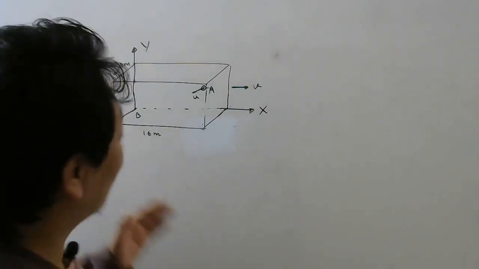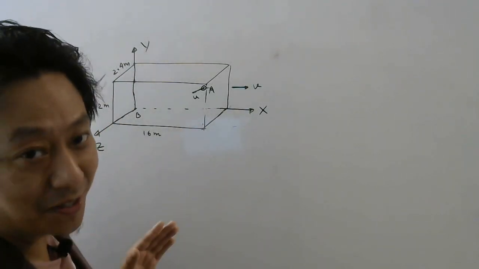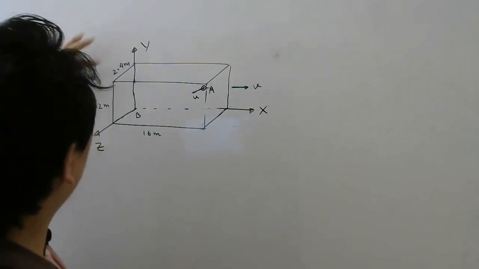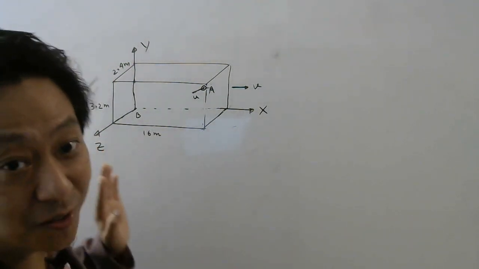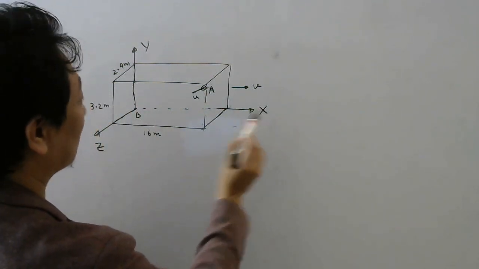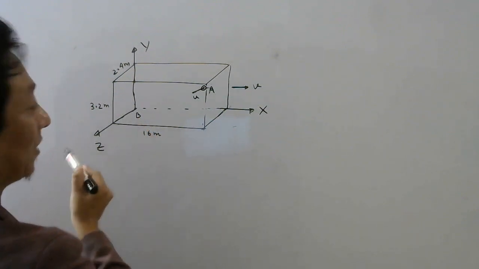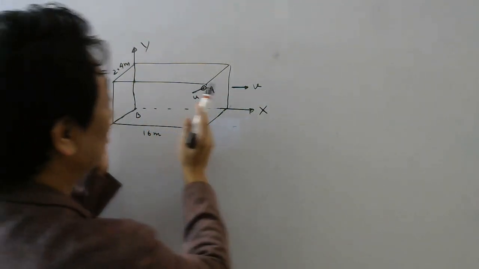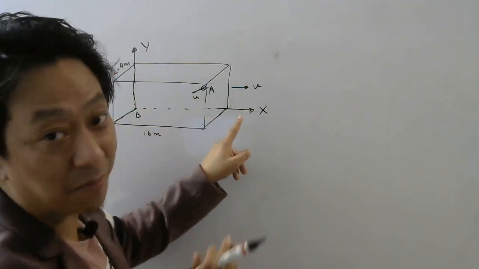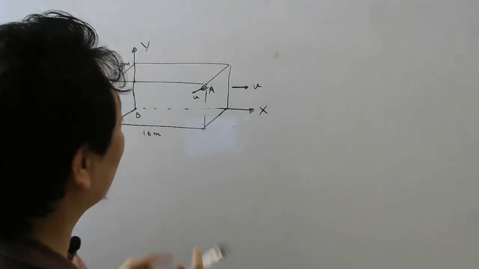So here is a train. The length of the train is 16 meter. The height of the train is 3.2 meter and the width of the train is 2.4 meter. To make it simple, I am calling this as x-axis, y-axis and z-axis. The train is moving with a uniform velocity v in this direction. So in my case, parallel to x-axis.